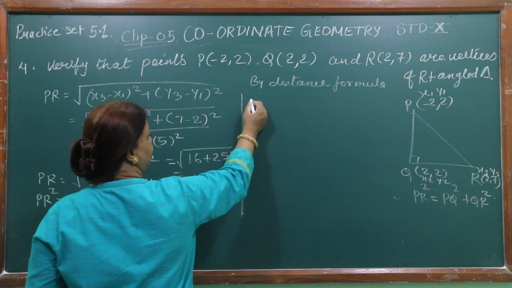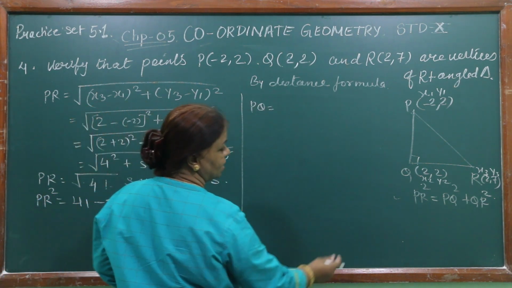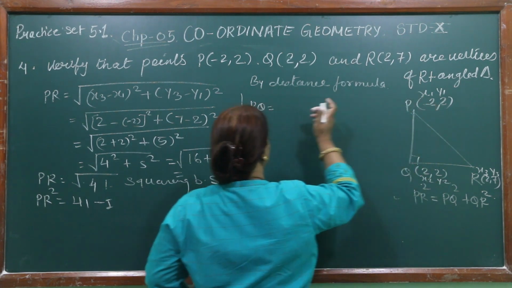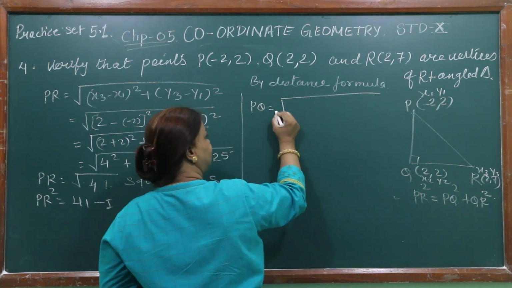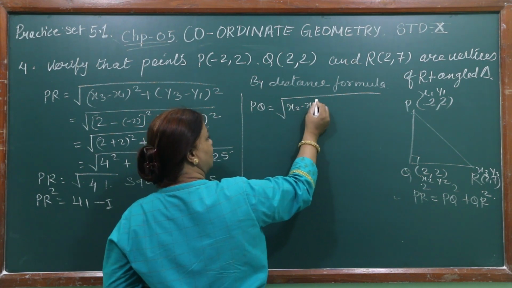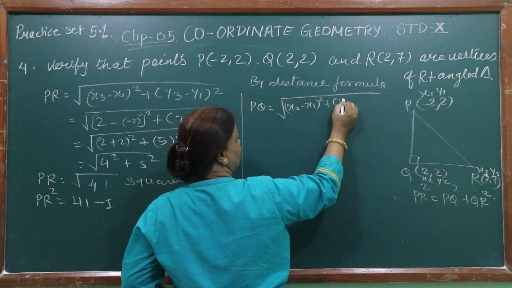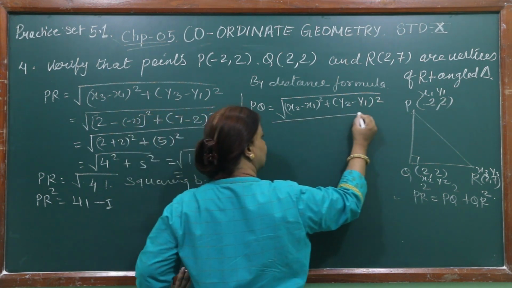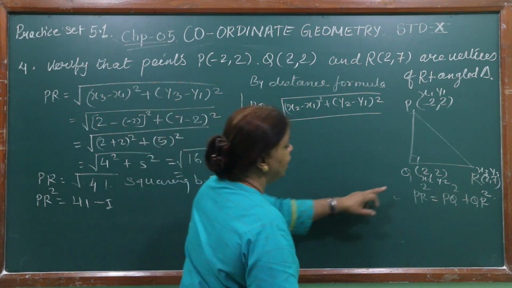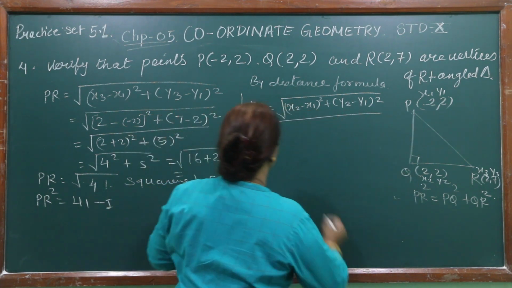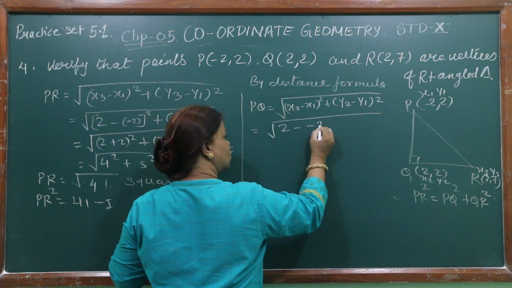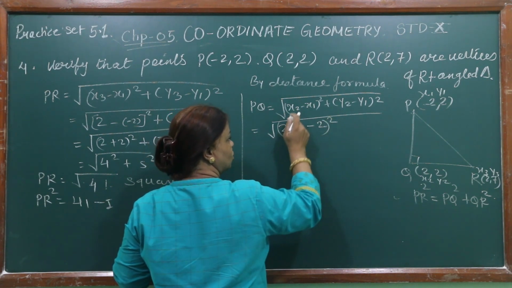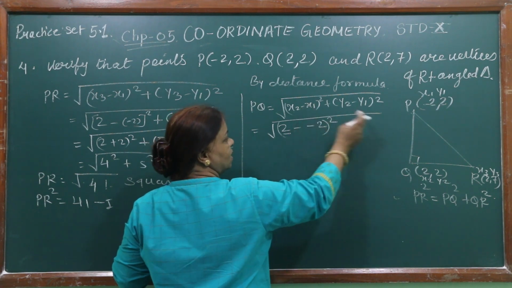So let me find here PQ. PQ, again by distance formula. PQ means this and this. So x2 minus x1 the whole square plus y2 minus y1 the whole square. What are we getting here? x2 is 2 minus (-2) the whole square. See, this is x2, this is minus, and x1 is minus 2.